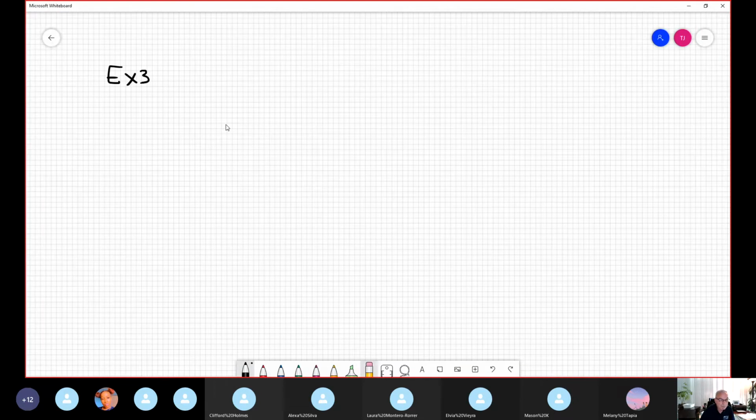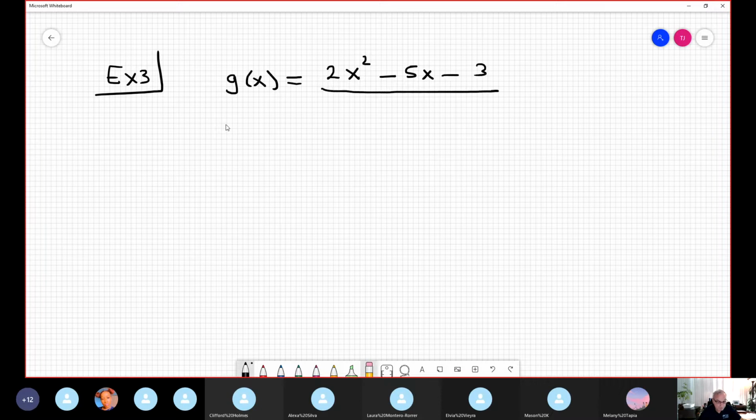Example 3: the function g is equal to x squared minus 5x minus 3, divided by x minus 2. Again, the classical question: what kind of asymptote do we have?